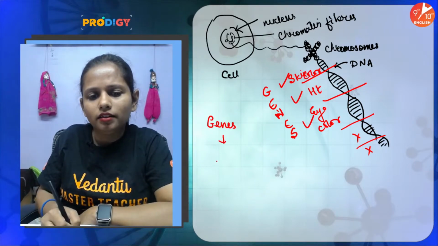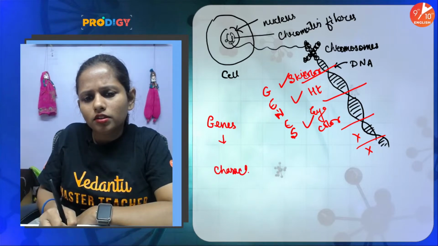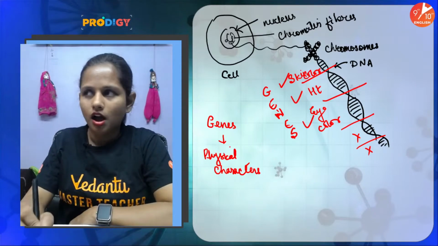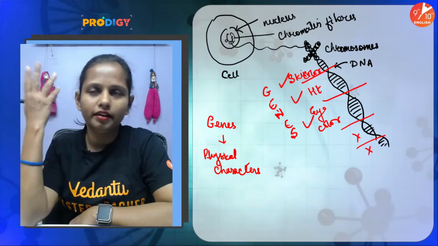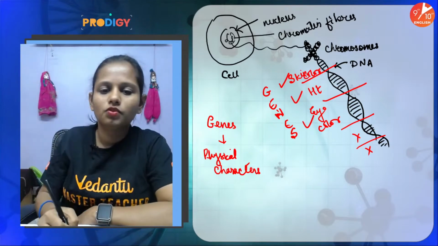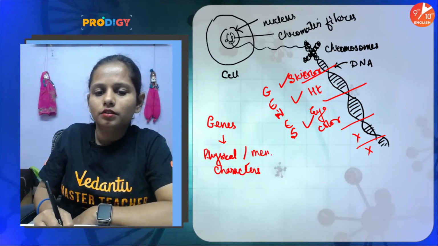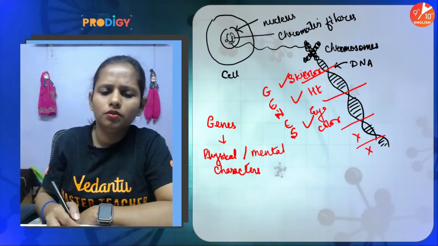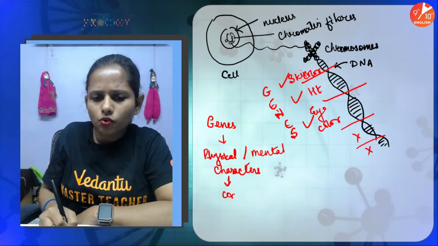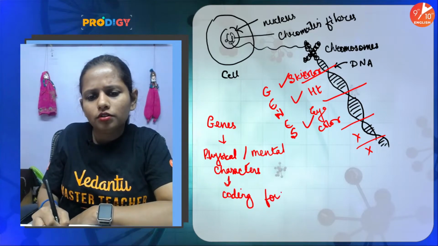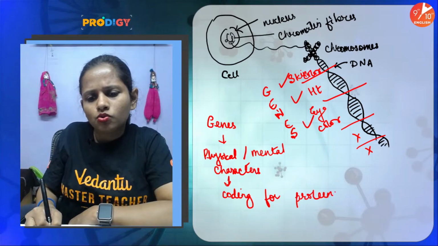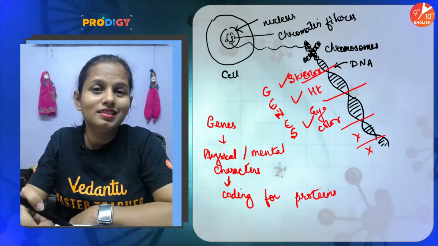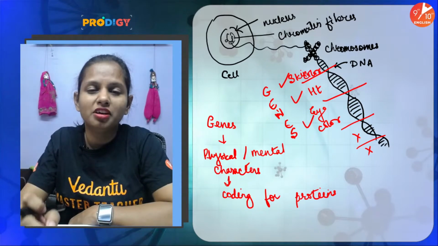Genes control our characters. Now what are these characters? These characters can be physical in nature, how we look, how we appear, our hair and eye color, everything. Or it can even control our mental characters. So genes control our characters. How? By coding for proteins. This coding for proteins carries secret information to make these proteins, and that's the reason why we call it a code, genetic code.